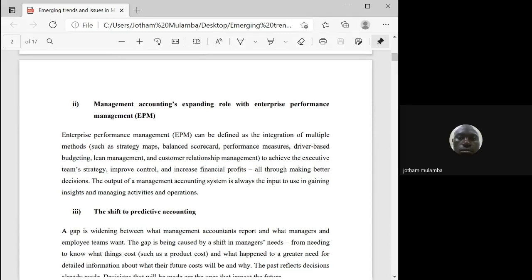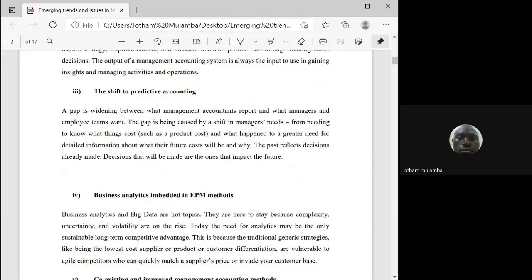Then number 3, we also have a shift to predictive accounting, that there's a gap. The gap is widening between what management accounting reports and what managers and employee teams want. At times, when you are reporting about management accounting, for example, when you are making budgets, there could be a shift. There could be a gap from what we want to achieve and what the budget requires us to achieve.